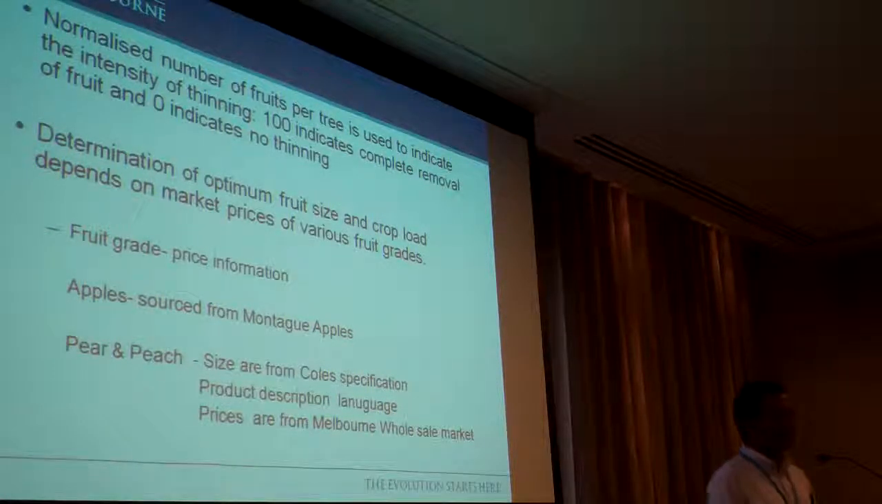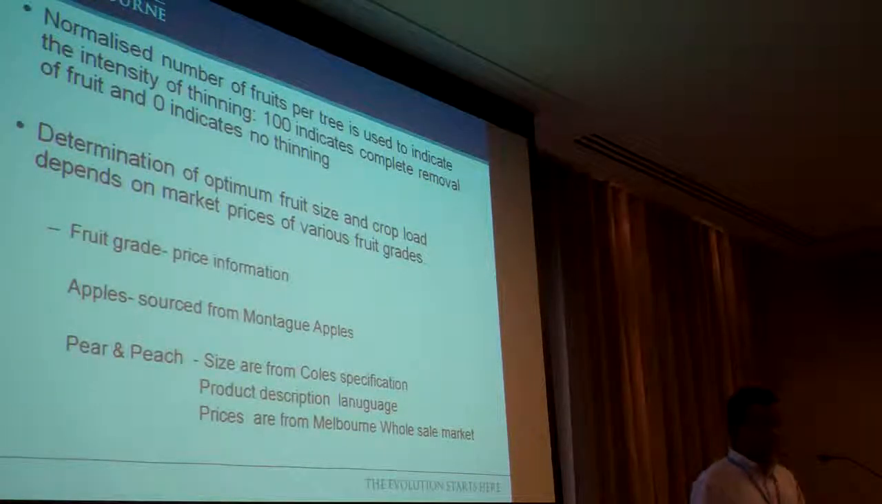To indicate the intensity of thinning, we use the normalized number of fruits per tree. 100 indicates the complete removal of fruits, that is, 100% of fruits have been removed, and 0 is no thinning done. The determination of the optimum fruit size and crop load depends on market prices of various fruit grades.